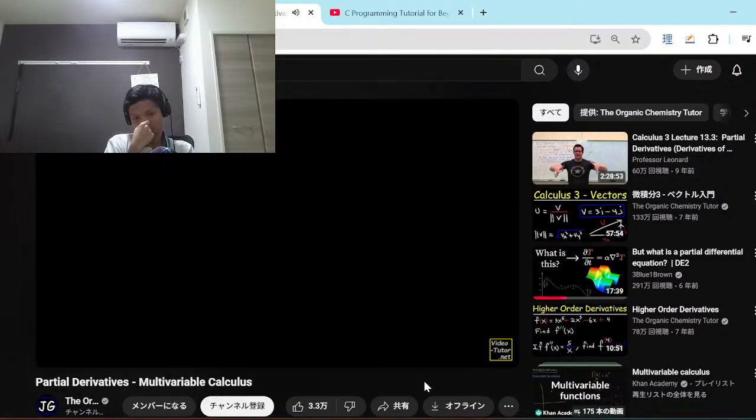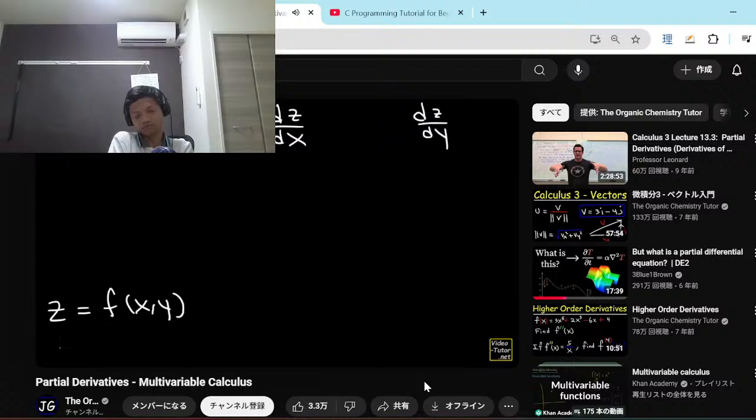Now let's work on an exponential function. Let's say z is equal to e raised to the x squared times y cubed. What is dz/dx and dz/dy? So as we recall, z is the same as f of x comma y. So dz/dx is the partial derivative with respect to x. That's the same as f sub x.